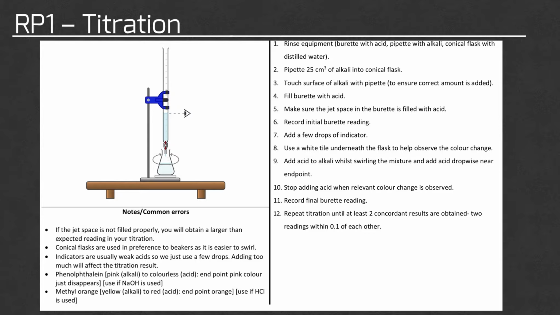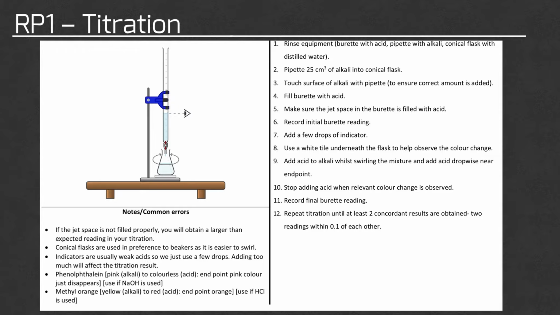Some points to be aware of with this practical are that if the jet space, so the space around the tap, is not filled properly, you'll obtain a larger than expected reading, as the alkali or the acid is moving into the jet space first, which is obviously increasing the reading you're receiving, before going into the conical flask. We use conical flasks as opposed to beakers, as they are easier to swirl. Indicators are usually weak acids, so we only need to add a few drops of them. If we add too much of an indicator, it could affect the results of the titration, as we're adding acid which wasn't intended to be there.